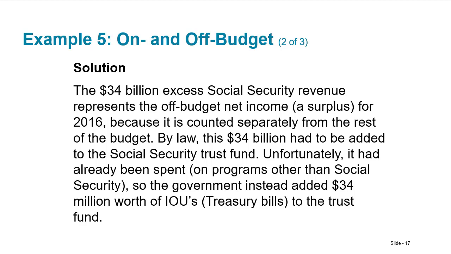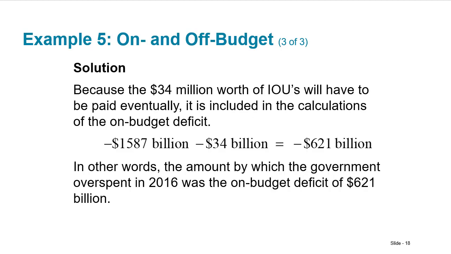By law, this 34 billion had to be added to the Social Security Trust Fund. Unfortunately, it had already been spent on programs other than Social Security, so the government instead added $34 billion worth of IOUs to the trust fund. So this is what I mean by robbing Peter to pay Paul, right? They spend that money somewhere else, even though it's supposed to go to Social Security. And so that's how many institutions in the government, Social Security included, are running at deficits, because the money is just kind of floating around and it's going over here and it's going over there.